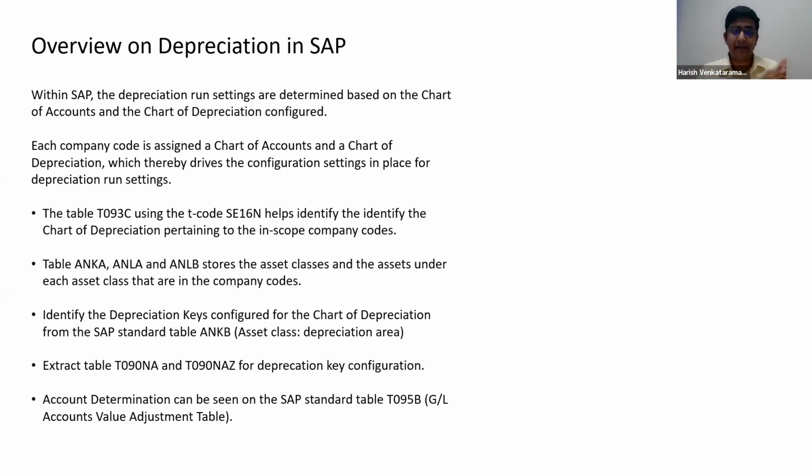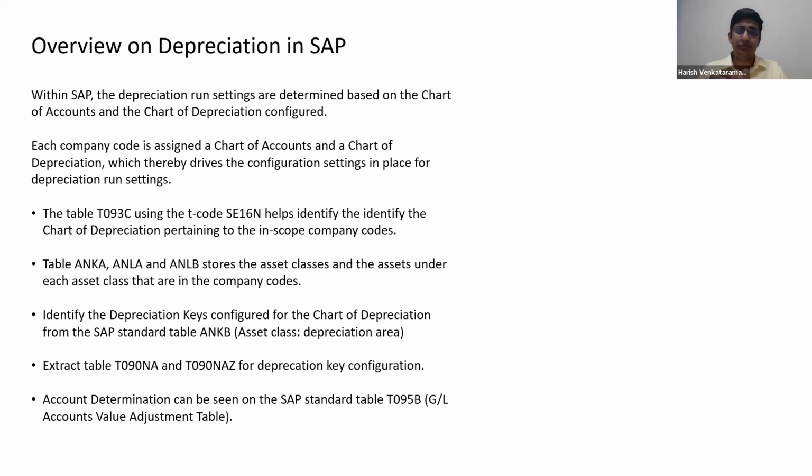And every asset will again be grouped into some asset class. This is for the purpose of easing the depreciation process. An asset class is nothing but, for example, furniture and fittings, or land and buildings, plant and machinery, or other office equipment, right? All of these individual assets will be grouped under an asset class. And all of these assets and asset classes will also be tagged to something called a depreciation key.